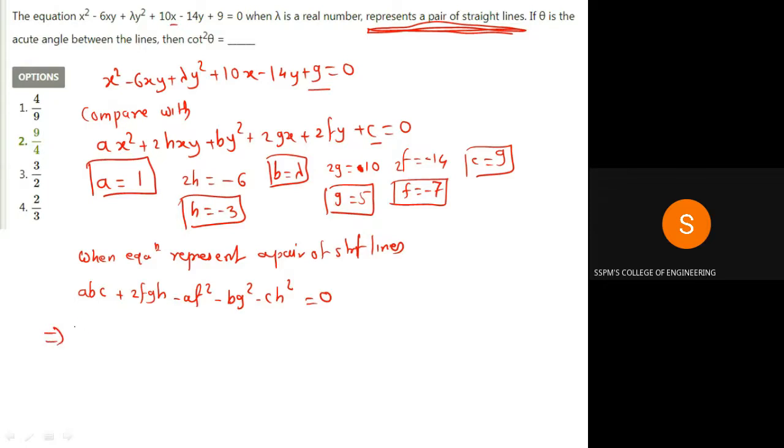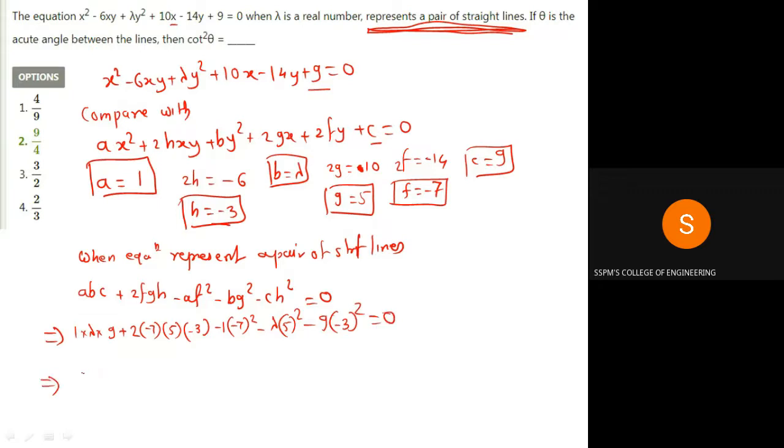What is the value of a? It is 1. Value of b? It is lambda. Into value of c? It is 9. Plus 2 into value of f. What is the value of f? It's minus 7. Value of g? It is 5. Value of h? It is minus 3. Minus af square. What is a? It is 1. What is f square? F square means minus 7 square. Minus bg square. What is b? Lambda. What is g square? It is 5 square. Minus ch square. What is c? It is 9. h square. What is h? Minus 3. It is minus 3 square is equal to 0.